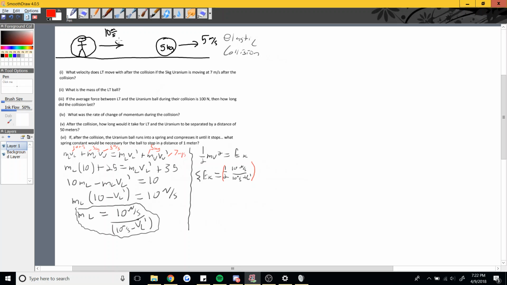We know that our velocity before is 10 meters per second. We're going to go ahead and multiply that by 100. V squared, after all. Meters per second. Oh, that was bad. Let me clean that up for you. Meters per second.